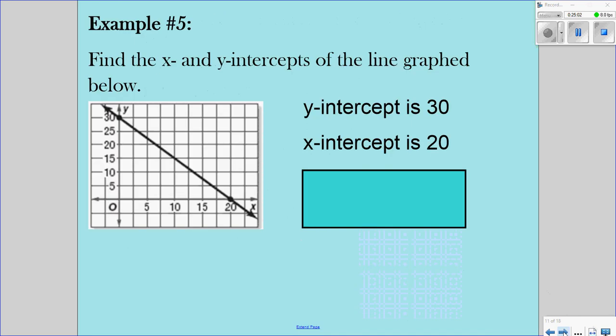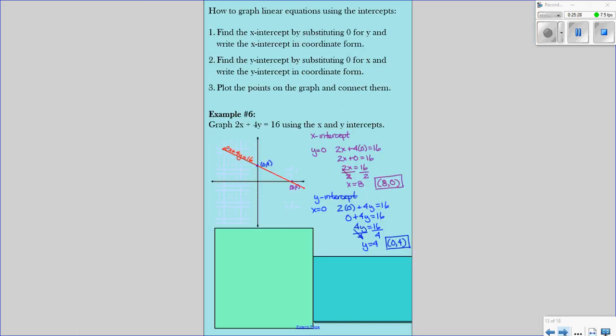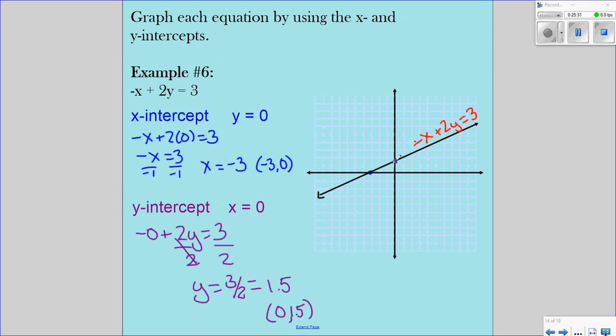And in order to write it in coordinate form, for example, if you have the y-intercept, it would be 0, 30, because remember this is your x and y. So whichever is 0, then you'll have the other value as x or y. So this one would be 20, 0. So remember, you have to put that in that form when you're dealing with x or y intercept. And also when it comes to graphing it, if you're looking for the x-intercept, plug in y as 0. And if you're looking for the y-intercept, plug in x as 0.